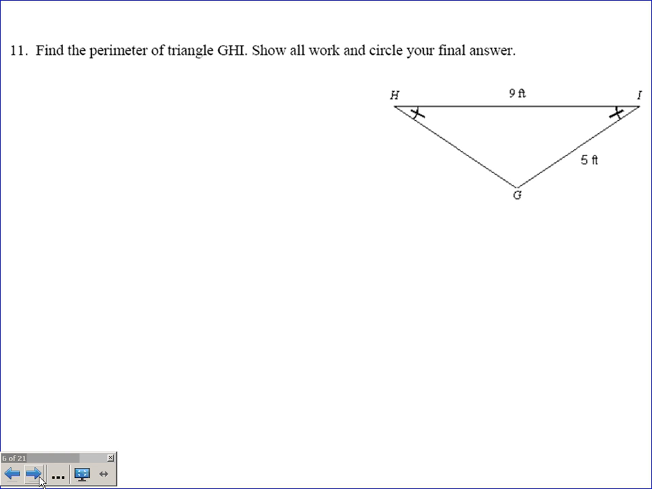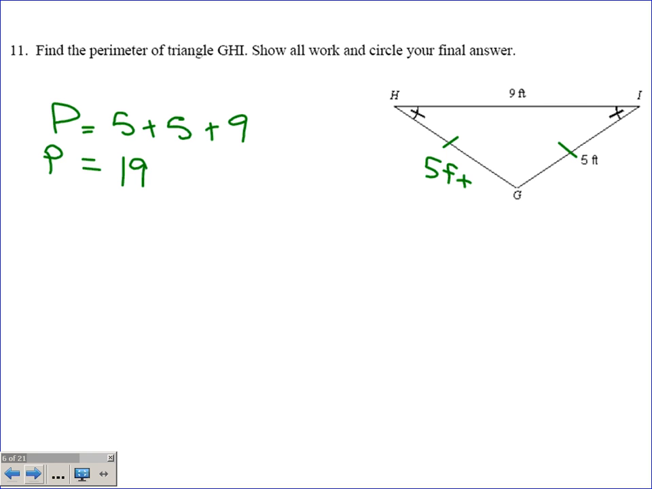Number 11. Can you read it for us? Find the perimeter of triangle GHI. Show all work and circle the triangles. Okay. So if we know these 2 angles are congruent, what 2 sides are congruent? GH and what else? Yep. So how long is this side? 5 feet. Okay. How do I find the perimeter of something? Add them together, so that's 5 plus 5 plus 9.